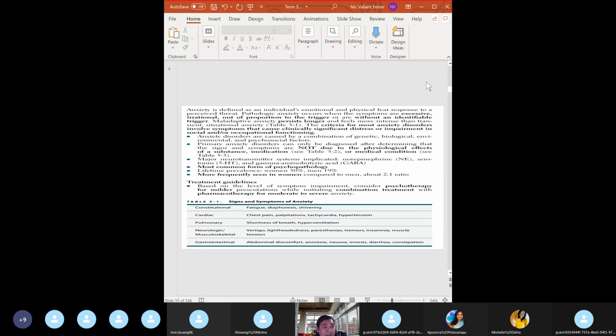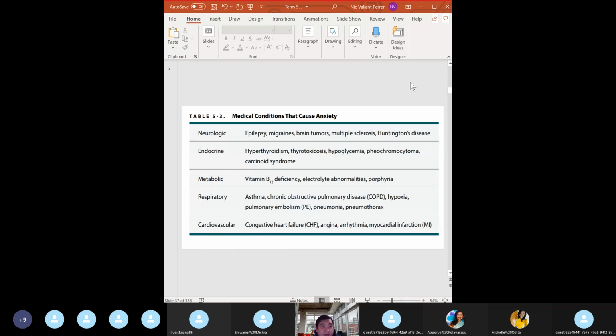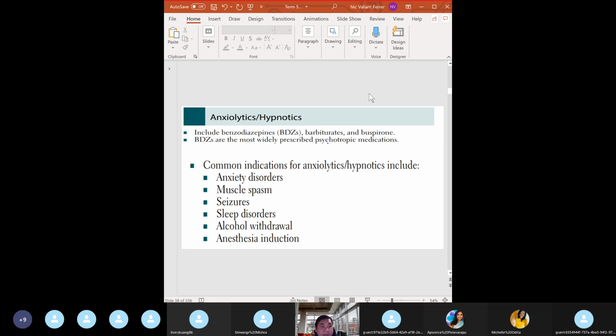Treatment is based on whether it's moderate or milder presentations. You can read the signs and symptoms of anxiety. There are some medications and substances that cause anxiety. You can read that: alcohol, sedatives, cannabis, hallucinogens, caffeine, tobacco, and opioids. And also medical conditions that cause anxiety. You can read all about that. Now, let's go to anxiolytics. These are your benzodiazepines, barbiturates, and buspirone.